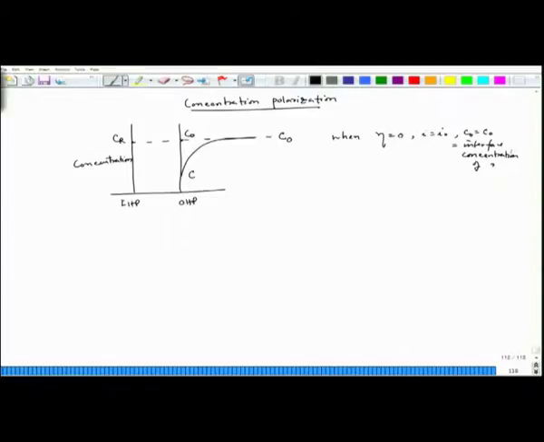Concentration of metal ion, N plus. Now, when eta equals eta and I equals I max, as the current density is increasing, I am getting overvoltage, and as the overvoltage is increasing, I am seeing that this particular concentration is going down gradually. So, this concentration profile will keep changing as we increase the current density, and finally it will reach 0 value.